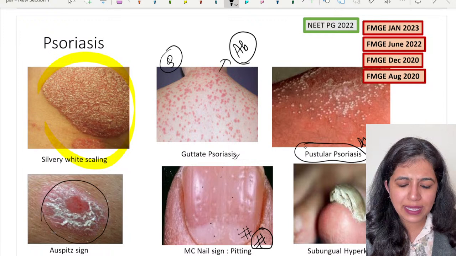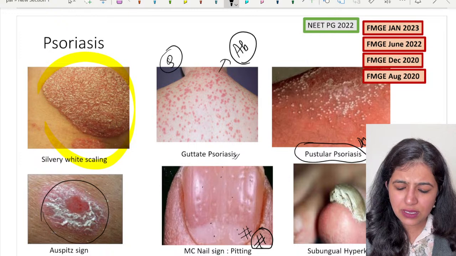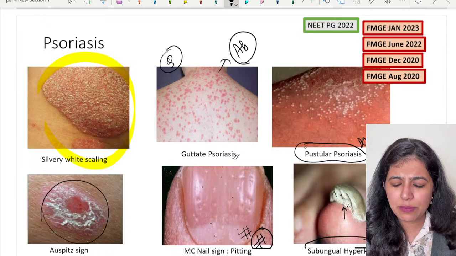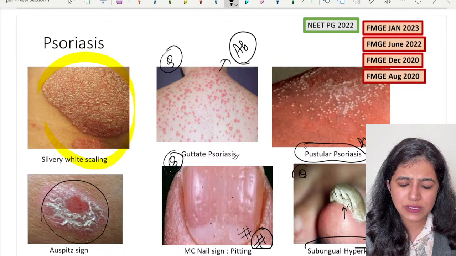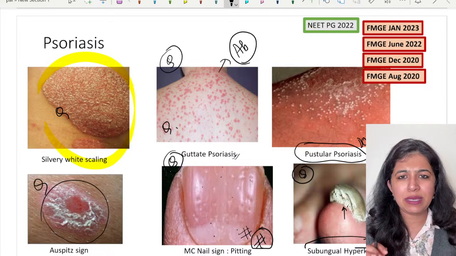Most common sign is pitting. Most specific sign is salmon patch. Then another finding that we see here is scaling under the nail surface, which is called as subungual hyperkeratosis. This has also been asked as an image. You have had an image of psoriatic nail, subungual hyperkeratosis, Auspitz sign, guttate psoriasis, normal psoriasis. All of these are very, very important images from psoriasis.